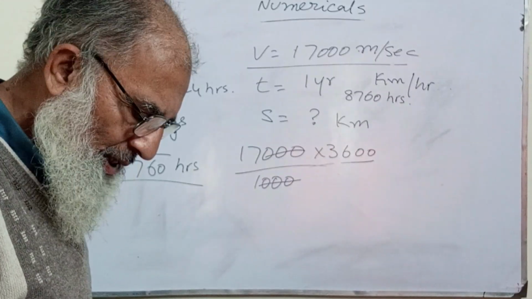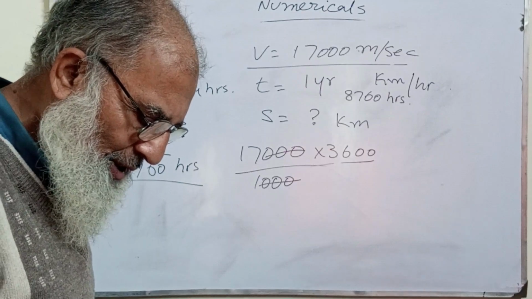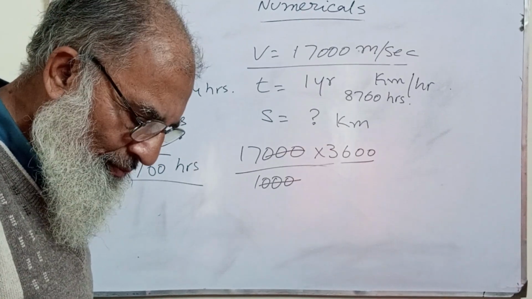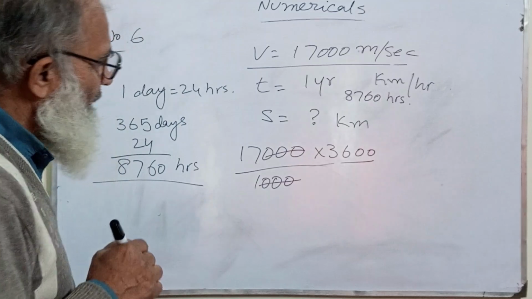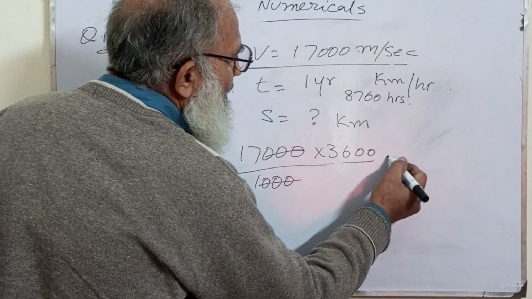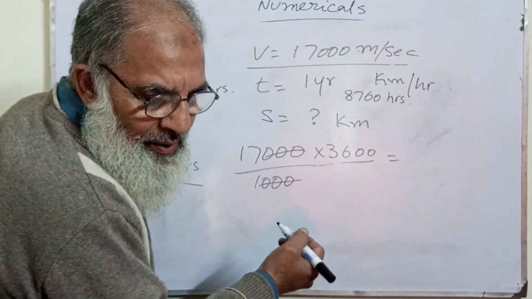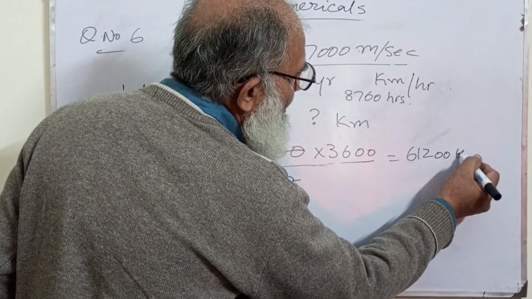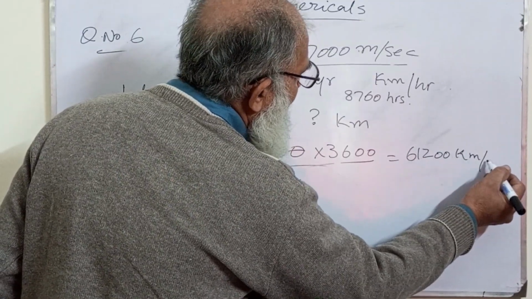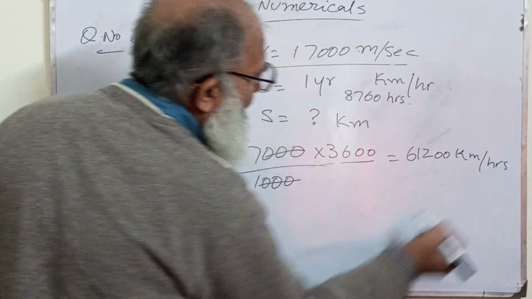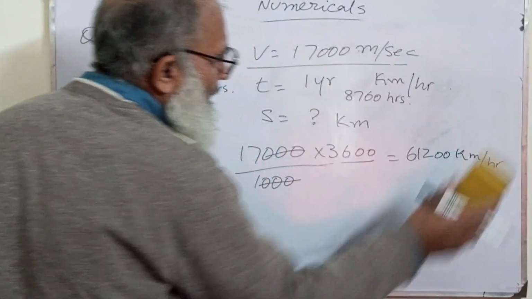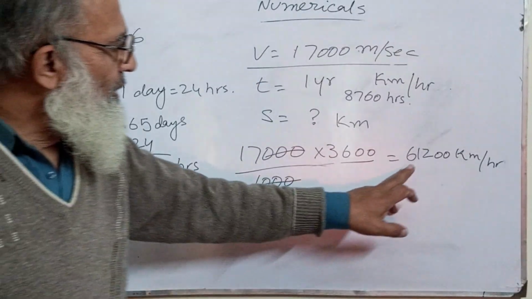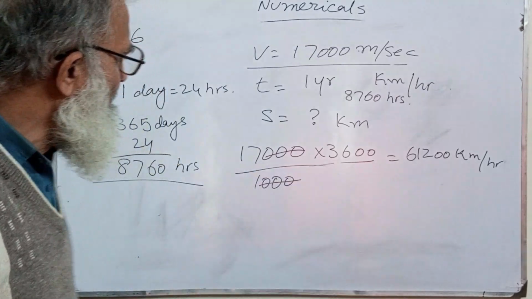So it will be 17 multiplied by 3600. So it will become 61,200 kilometers per hour. Okay, 61,200 kilometers per hour.